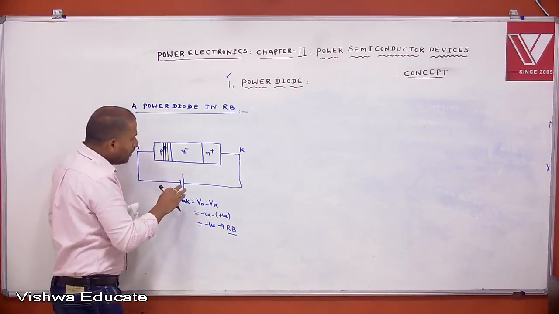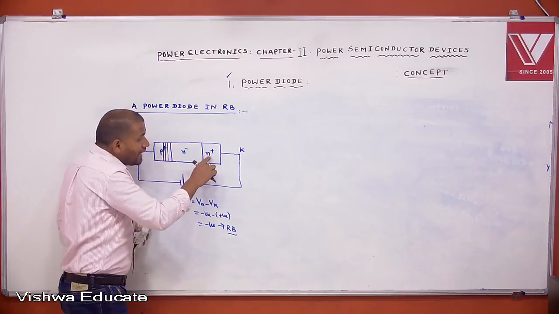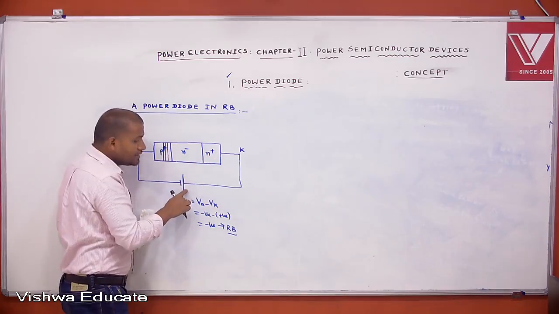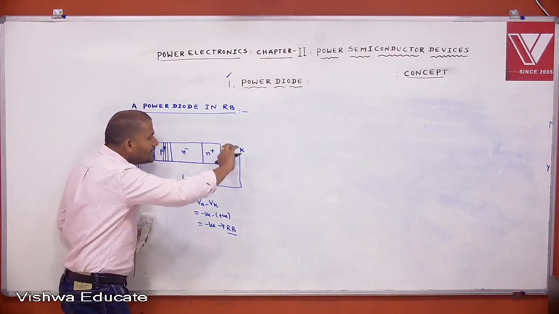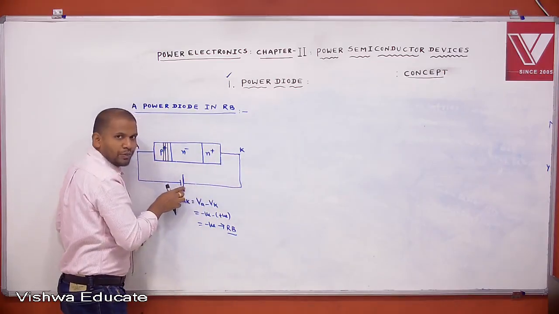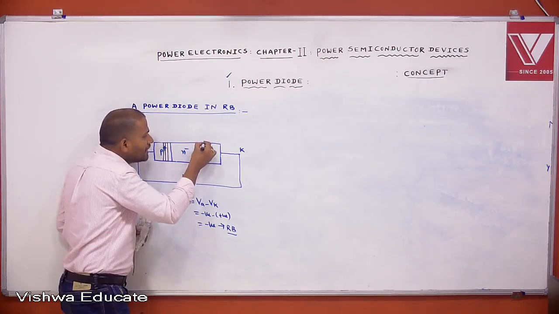Now, the electrons are the majority carriers. This is a positive plate now. Because of this positive plate, all these electrons are attracted by the positive plate. Then this drift region increases in this direction.